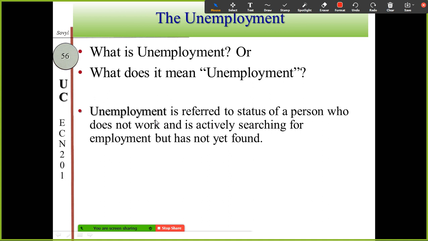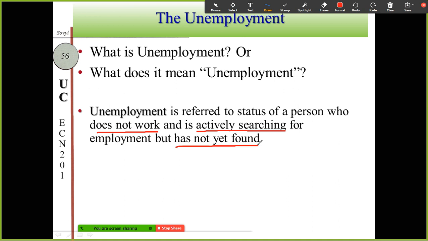Normally, based on experience, when I ask what does unemployment mean or what is unemployment, the students always answer that unemployment refers to people who have no job. This answer cannot be classified as a full definition of unemployment. Okay, in order to have the full meaning of unemployment, you need to answer: the person doesn't have a job or doesn't work, and they try to find work, searching for work very actively, but the work that they are trying to get has not yet come, not yet been found.